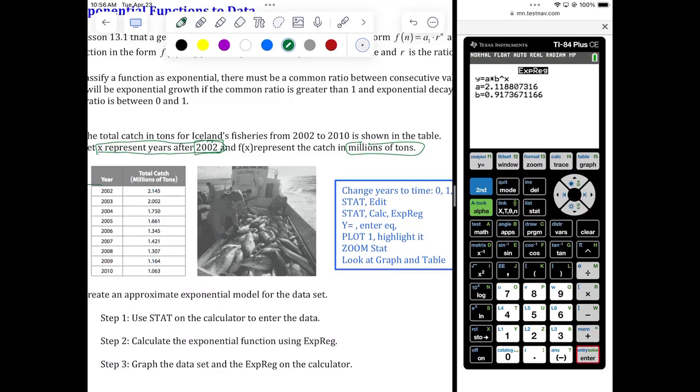And then we hit enter, and it gives us the variables for A, B in that format. Now, we don't really care to type that in by hand. So if you go to y equals, you'll see that it's already in there. So really now we just hit graph, and you'll see the best fit line go through it.